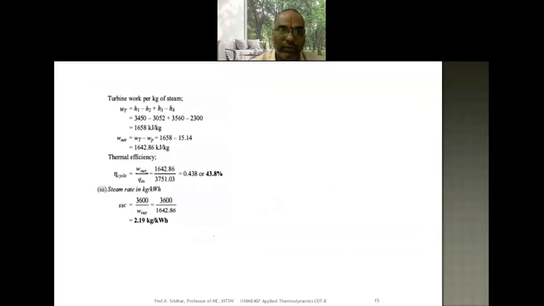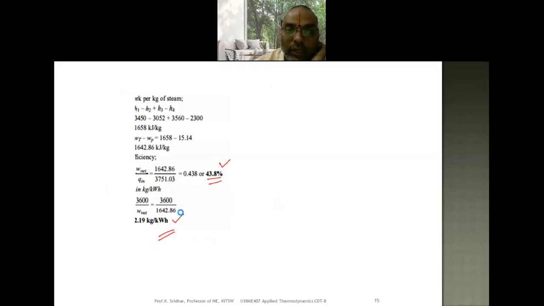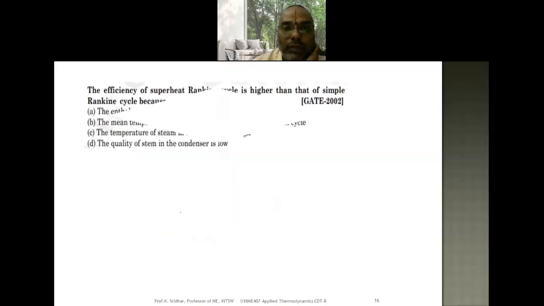The third bit is asking about the steam rate. The formula is 3600 by net work. The net work can be found out from the thermal efficiency, which is equivalent to net work by heat supplied. So the thermal efficiency of the cycle is equivalent to 43.8%, and the specific steam consumption is equivalent to 2.19 kg per kilowatt hour.